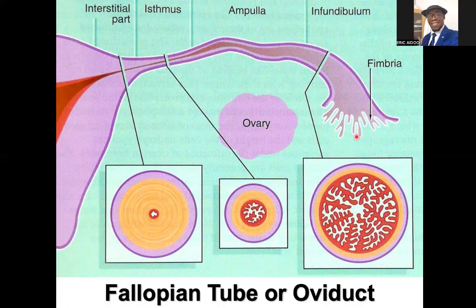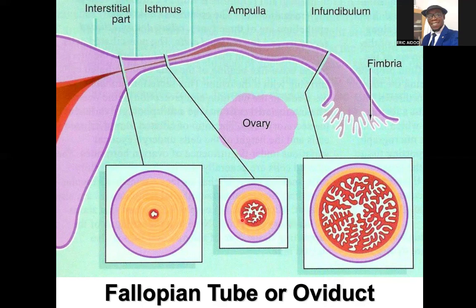That is the fimbriae, that is the infundibulum, then the ampullary region, which is the longest region of the fallopian tube and where fertilization usually occurs. That is the isthmus, and then the interstitial or intramural part of the oviduct.